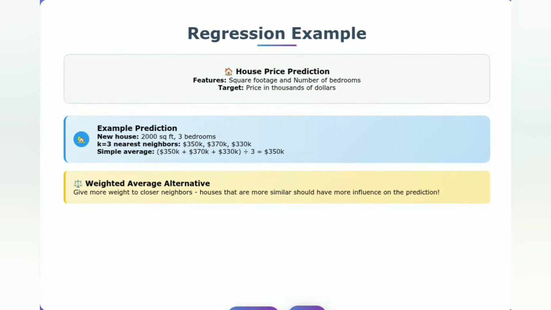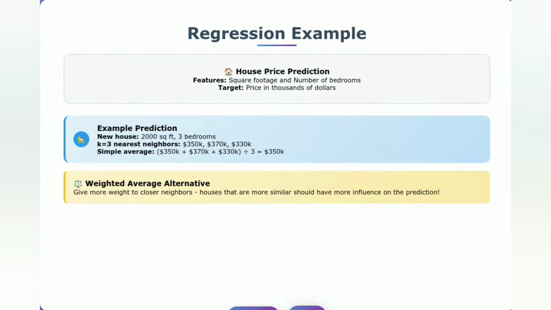We have a new house with 2,000 square feet and 3 bedrooms. Using k equals 3, we find the 3 most similar houses in our training data. Let's say their prices are $350,000, $370,000, and $330,000. For simple KNN regression, we'd take the average, 350 plus 370 plus 330 divided by 3 equals $350,000. That's our prediction. We can also use weighted averages, where closer neighbors have more influence on the prediction.